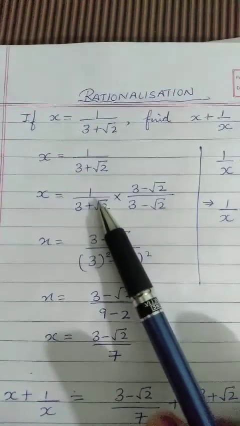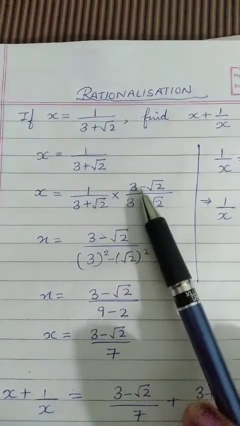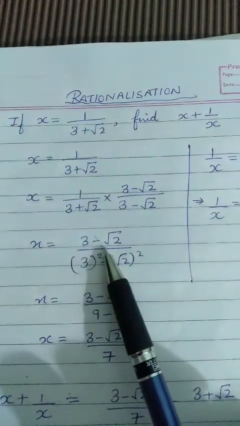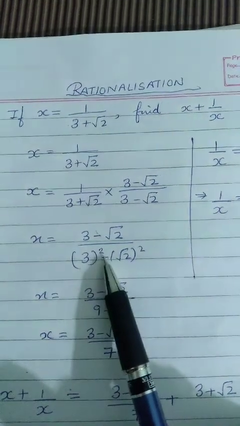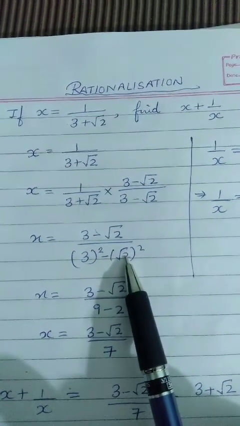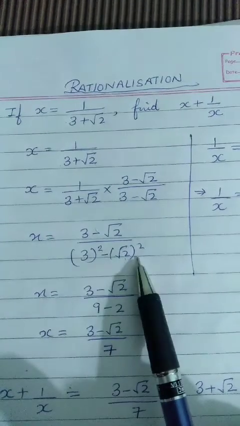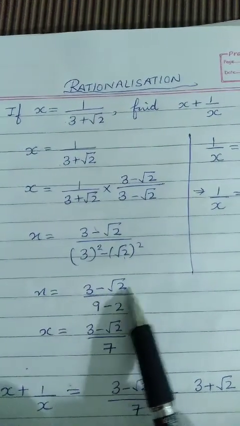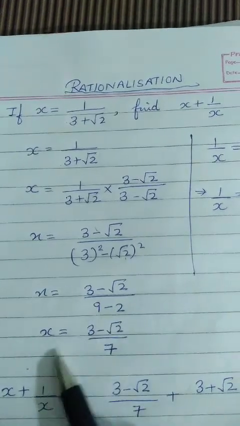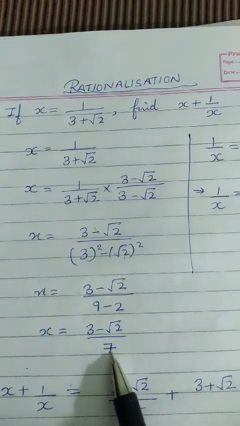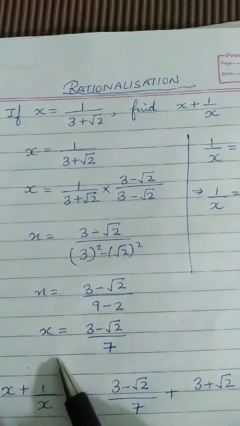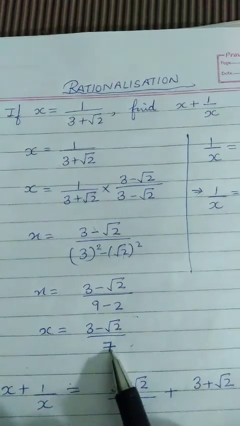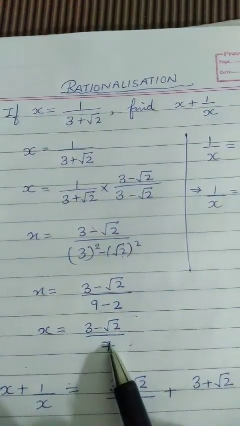So on multiplying this 1 by 3 plus root 2 by its conjugate, which is 3 minus root 2, we have now x equals 3 minus root 2 upon 3 square minus root 2 square. Here we have used a square minus b square. So we get x equals 3 minus root 2 upon 9 minus 2, which is x equals 3 minus root 2 upon 7. Now x is in the standard form because this 7, the denominator, is rational.